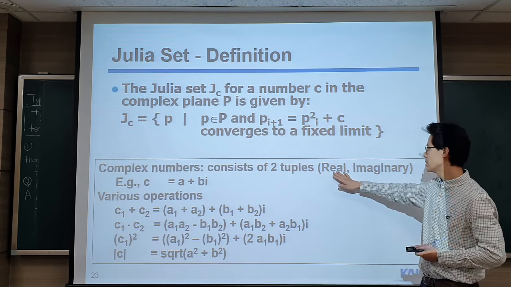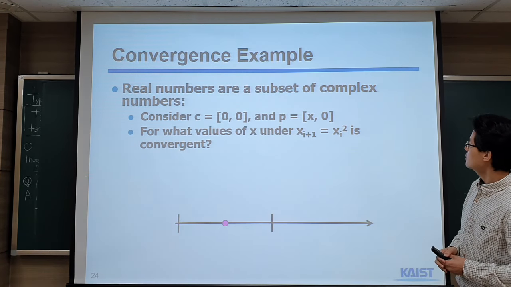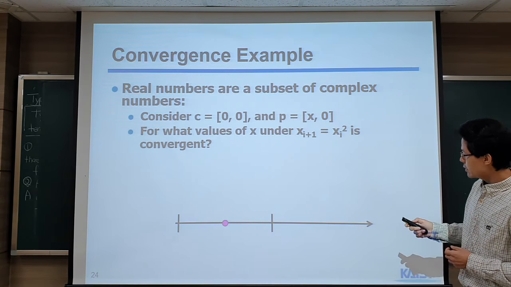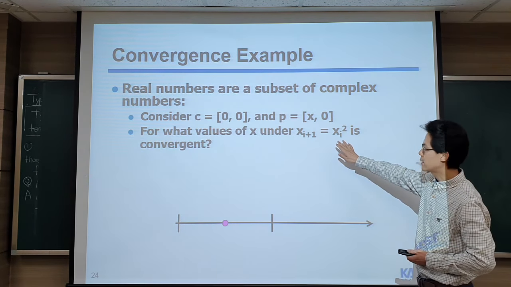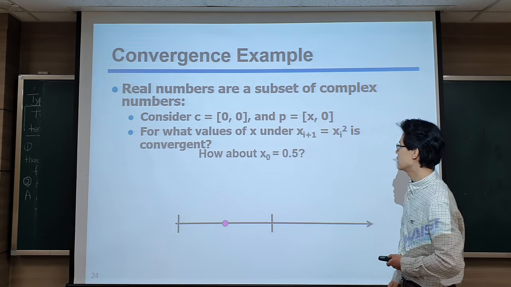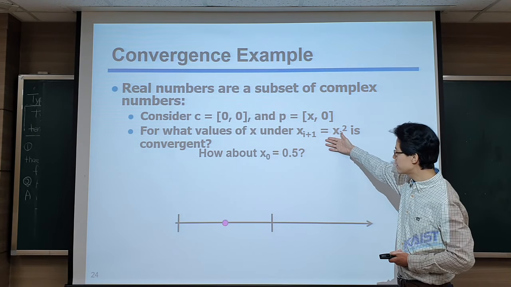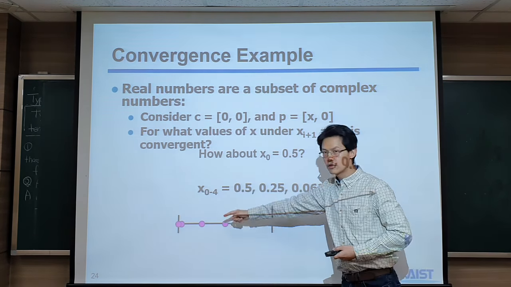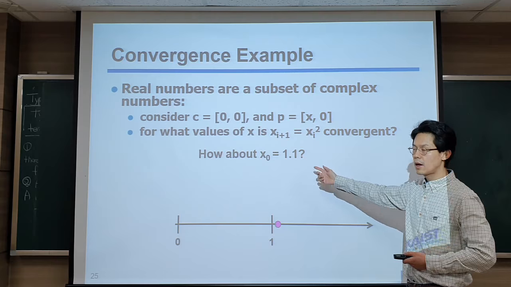In case you need it, I provide here the basic operations on complex numbers. For example, the real numbers are a subset of complex numbers, right? So let's see in what cases this series will converge or not. For example, assuming here C is 0,0, if we have the initial number x of 0.5 and keep doing this iteration, you can see that it will converge to some number, right? But if we have an initial number of 1.1, you will see that it will diverge, right?